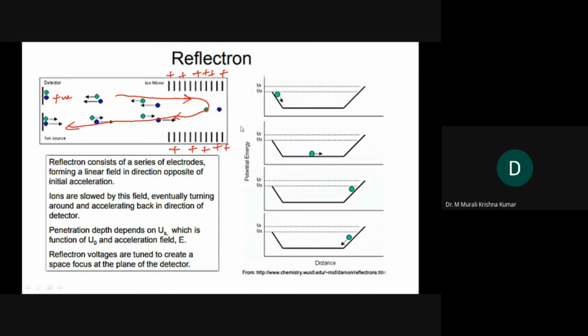This is the way it will flip-flop from side to side. In the beginning, the ion is exposed to the accelerator plates, high energy, and it goes to the reflectron, high energy, and it comes back. In this way, the ion will always run from end to end till it reaches the detector.